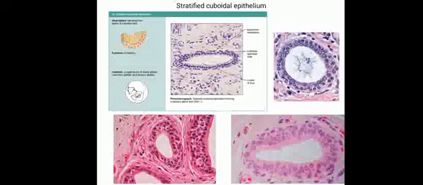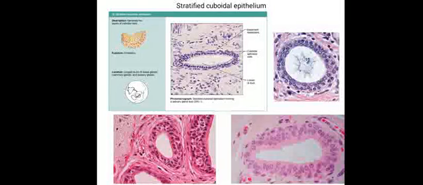This is how stratified cuboidal epithelium looks. You can see it very clearly on the microscope, the way it is there. Then what are the functions? Protection as well; they are meant for protecting the body. And where are they located? You can find it in sweat glands, mammary glands, and salivary glands.